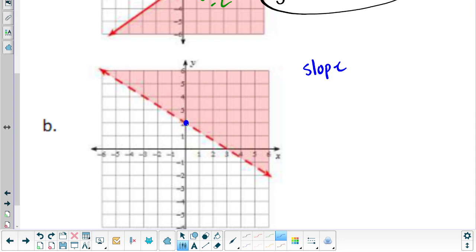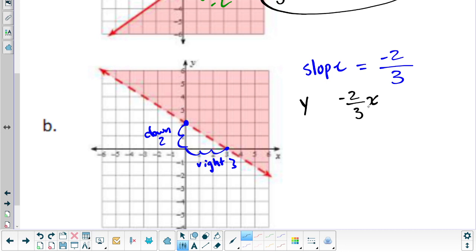Here's a nice point, another y-intercept, but I have to get to this nice point, which means I have to go down 2, right 3. So down 2, right 3. That means my slope is -2/3 because I'm going down, but still over 3 because I'm going to the right. Okay. So far I know y on the left side. I don't know the inequality yet, but I know that something is -2/3 x, and then my y-intercept is right here, which is at +2 this time, and so I'm going to throw in a +2 because that's my y-intercept.